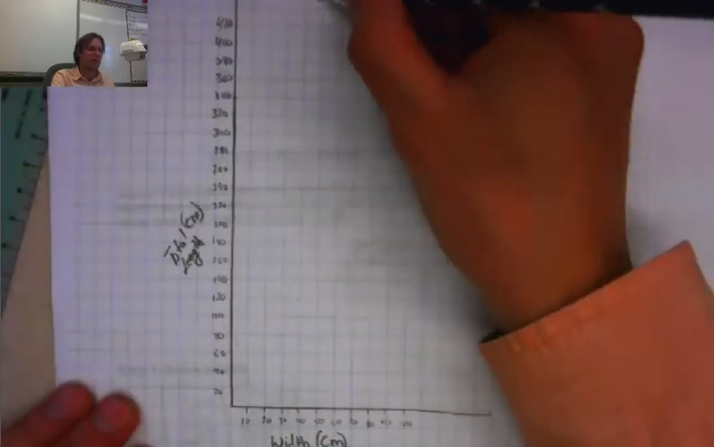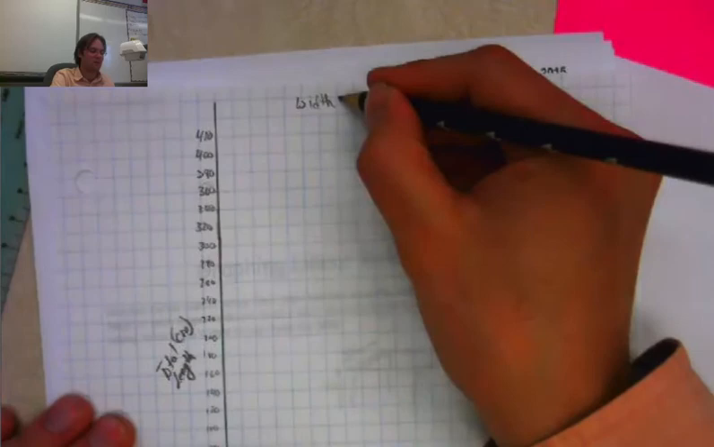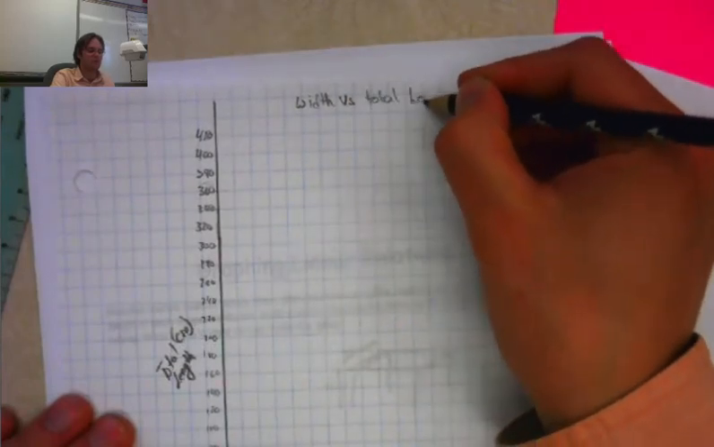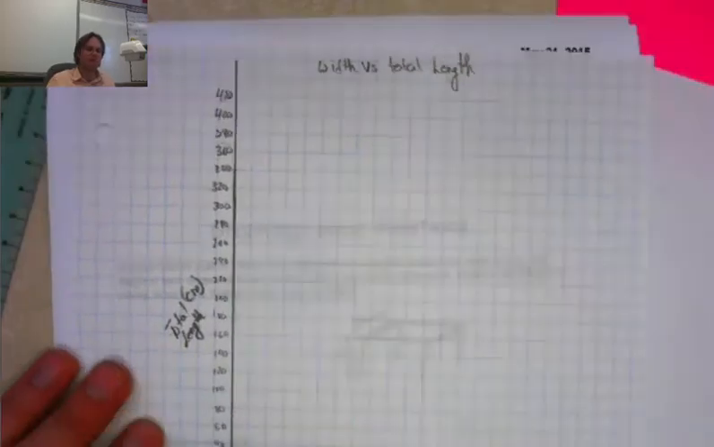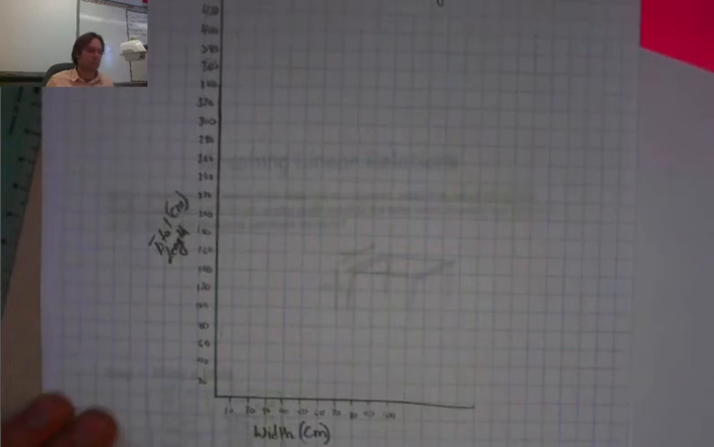Okay? And what are we doing? We're going width versus total length. My title, which I'll show you up here, is width versus total length. Okay? So there, now we have my titles, and we could start displaying my graph.